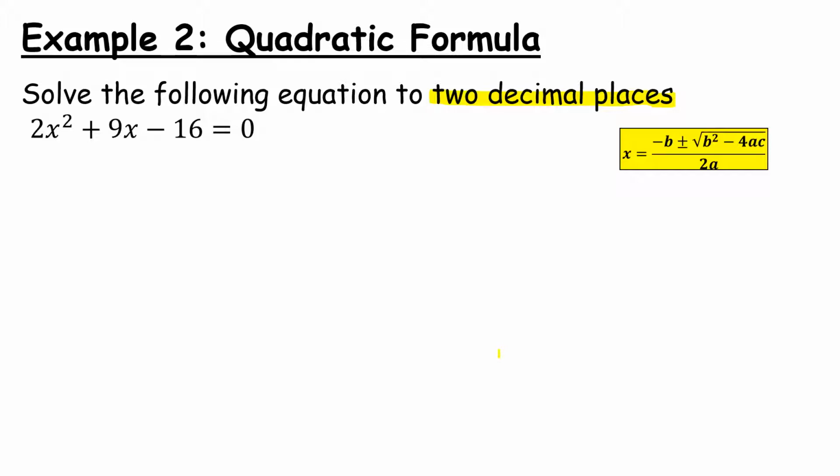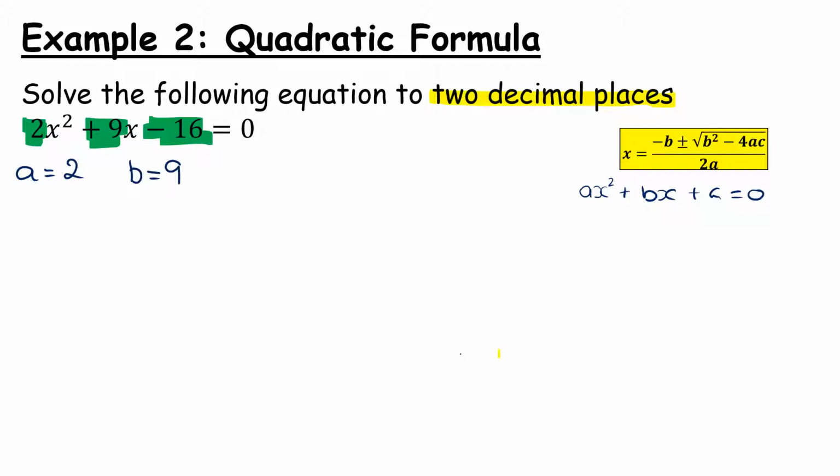What they also tell us in the log tables is this is used with ax squared plus bx plus c equals 0. So the first thing I would do is go to my equation here, and we should label our a, our b, and our c. I've just highlighted them there so we can see, but it's still good to write a equals 2, b equals 9, and c equals minus 16. So be really careful with your signs there. So let's fill into our formula.